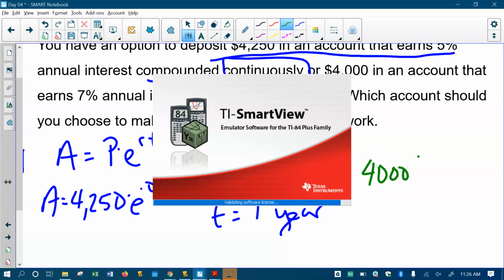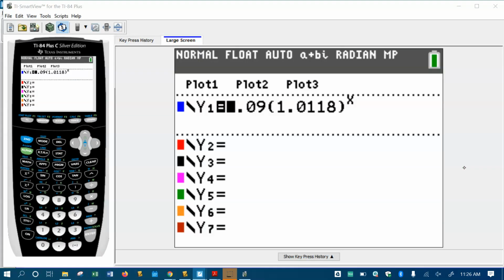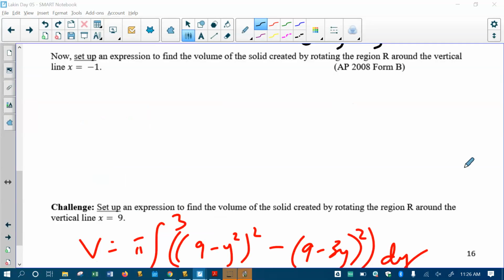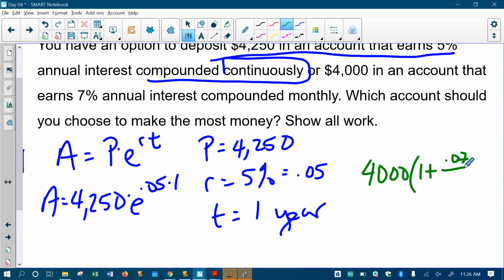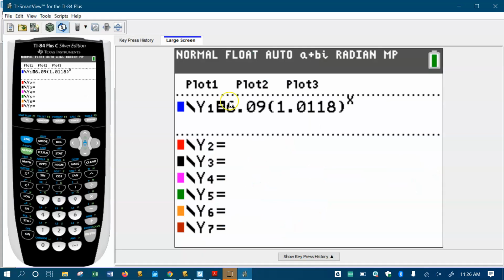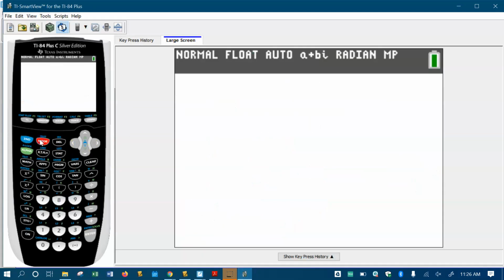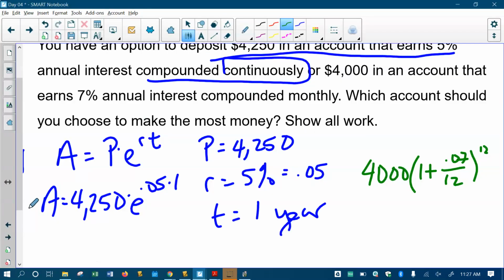4,000 and then 1 plus 0.07 divided by 12 to the 12. Okay, let's see which one gets us more. With this, times, now e to the x, that's going to be second ln, and I think it was 0.05. Well, you can do times 1. Okay, that's $4,467.90.